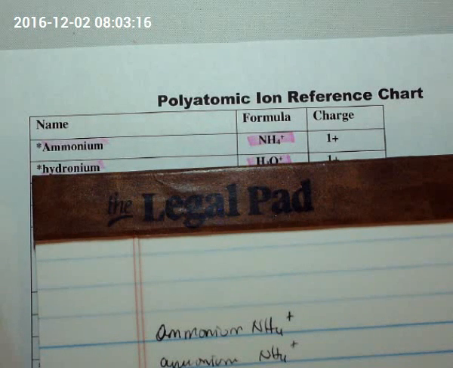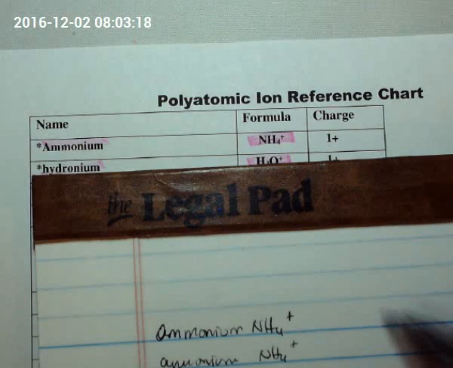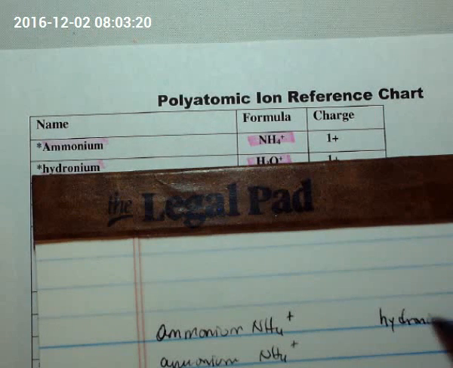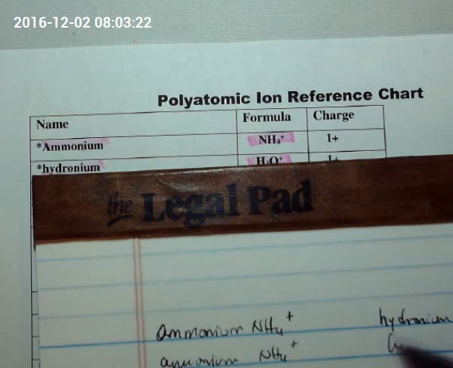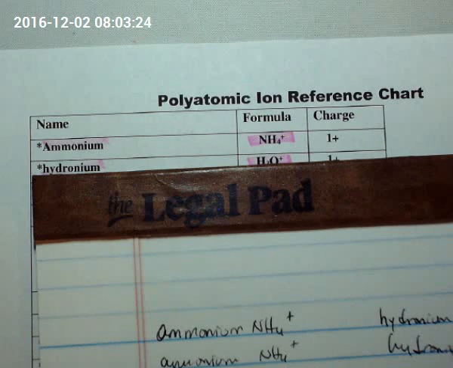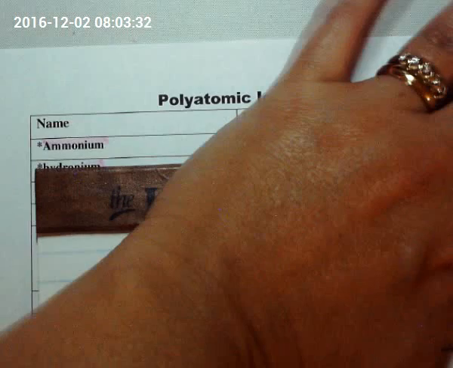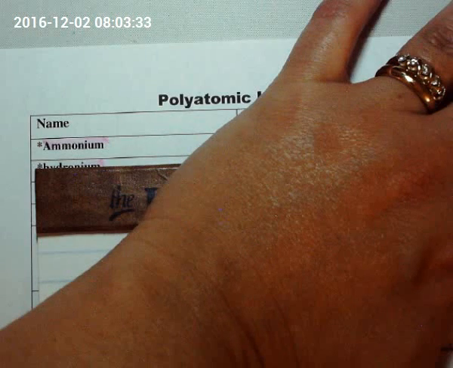All right, so then we're going to go to the next one. Hydronium, H3O+. Hydronium, H3O+. Hydronium. Okay. What's ammonium? Cover it up. NH4+. What's hydronium?